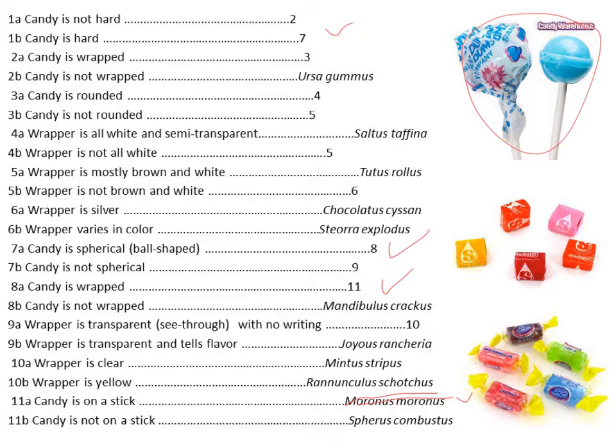Okay, let's do one more example. Let's do this bottom one. So this candy, also hard candy, check. Going down to 7. Go to candy. It is not spherical, so I need to go down to 9. It is see-through and has no writing, or it's see-through and tells the flavor. Well, that's true. This is Joyous Ranchera, or a Jolly Rancher. Okay?